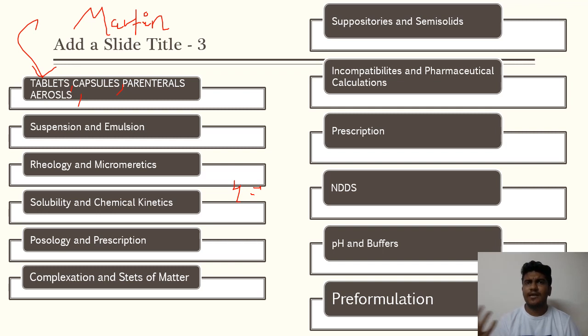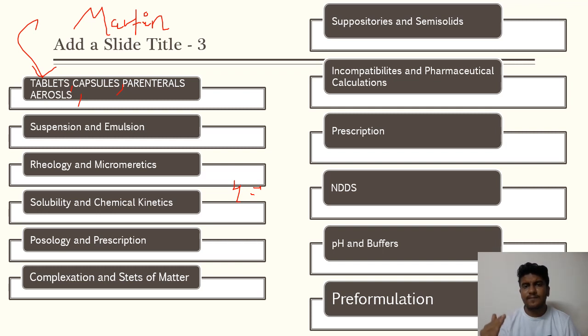If the age is given specifically in months only, not in years, it will be Dilling's formula. If the weight is given, then on the basis of weight it will be Clark's formula, and Catzel's formula for body surface area. Similarly, you need to know the different types of dosing parameters.